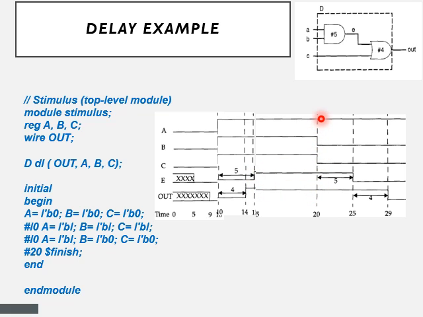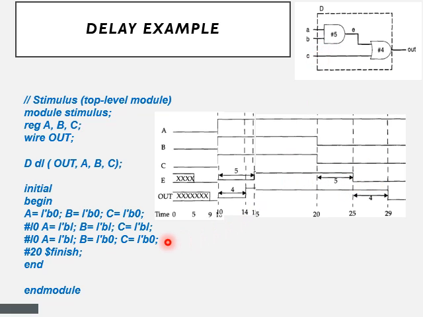Now at 20, A is retained at 1, B is 0 and C is 0. So A and B are 1, 0, and the output will be 0. This will be obtained only after a delay of 5 time units, that is 20 plus 5. So at 25, E will go to 0.